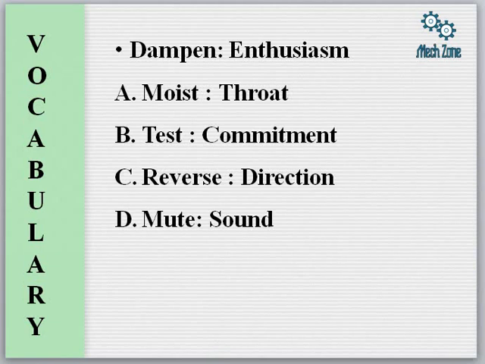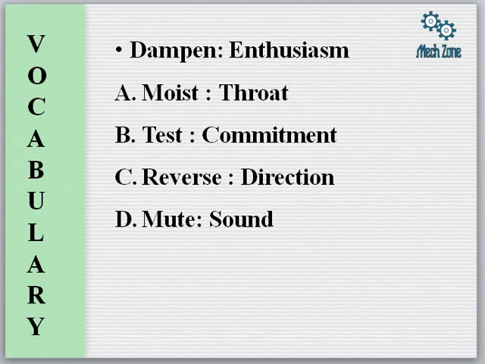So the question is, dampen is to enthusiasm. Now the word dampen here simply means to reduce, and enthusiasm means you're very energetic or very eager to do something. So dampen is to enthusiasm. Actually, we see dampen means to reduce and enthusiasm means energy. So the relation between these two words simply comes out to be to reduce something.